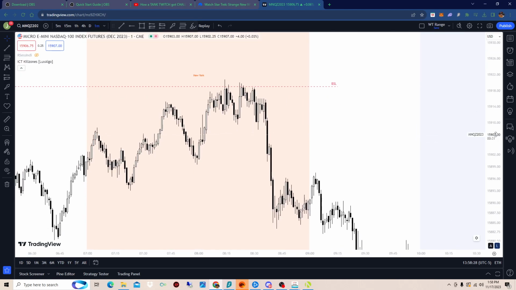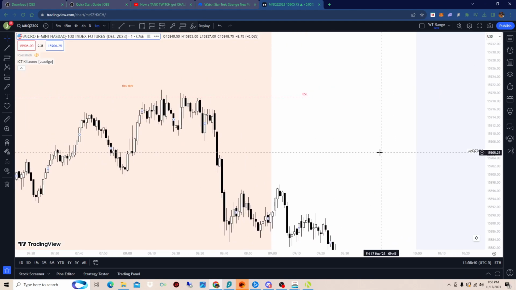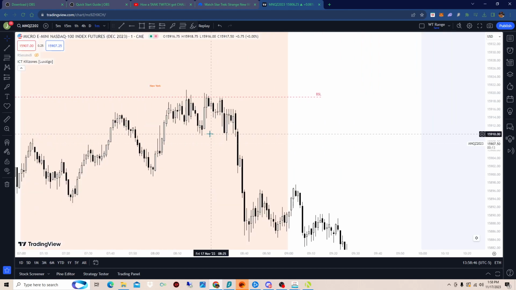Okay guys, so the model that we're going to be doing is just going to be a simple displacement and then a return into the displacement fair value gap. And I like to call it something else. Like let's say right here, this is that short-term high that we were talking about. So when price comes in the New York session and takes out that level, we don't really have displacement here.